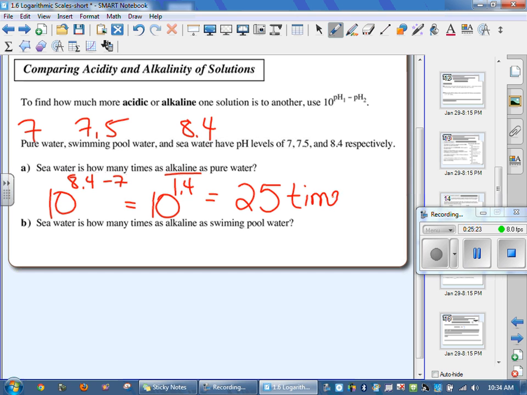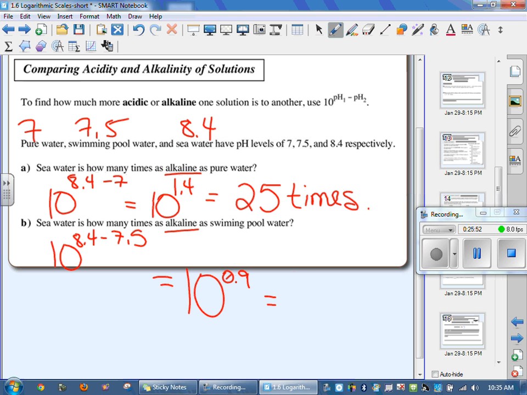Take a look at B, seawater. How many times more alkaline? Again, you're comparing alkalinity and you don't know how much more, so you start with the big number and subtract the small. So 8.4 subtract 7.5. This time we get 10 to the exponent 0.9, which gives us roughly 8 times. Okay, check your work.